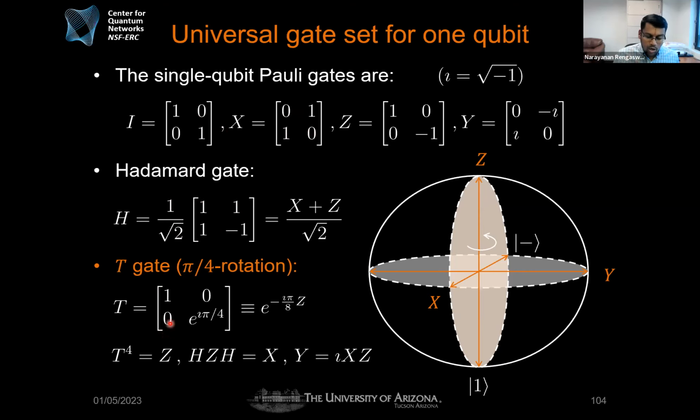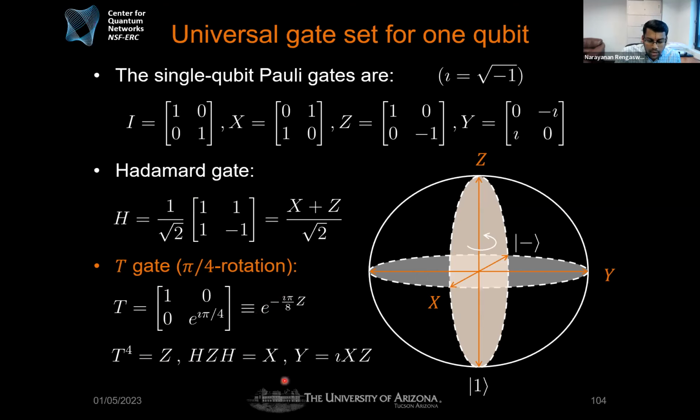But I should caution that when you express any unitary as a combination of these, there might be some small error. You can keep reducing the error arbitrarily by picking better and better combinations. This is a mathematical result that says that you can represent any unitary arbitrarily well by a combination of these gates. This might not be exact, but it's arbitrarily close.